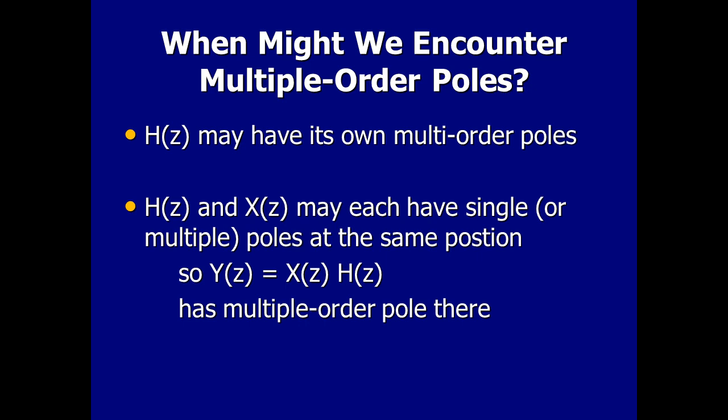Basically, h of z may have multiple poles, or the product x of z and h of z may have multiple poles. And the example we're doing is like that second case. X of z had a pole at the same position that h of z had a pole. And so when we make the product to find y of z, it has a repeated pole.